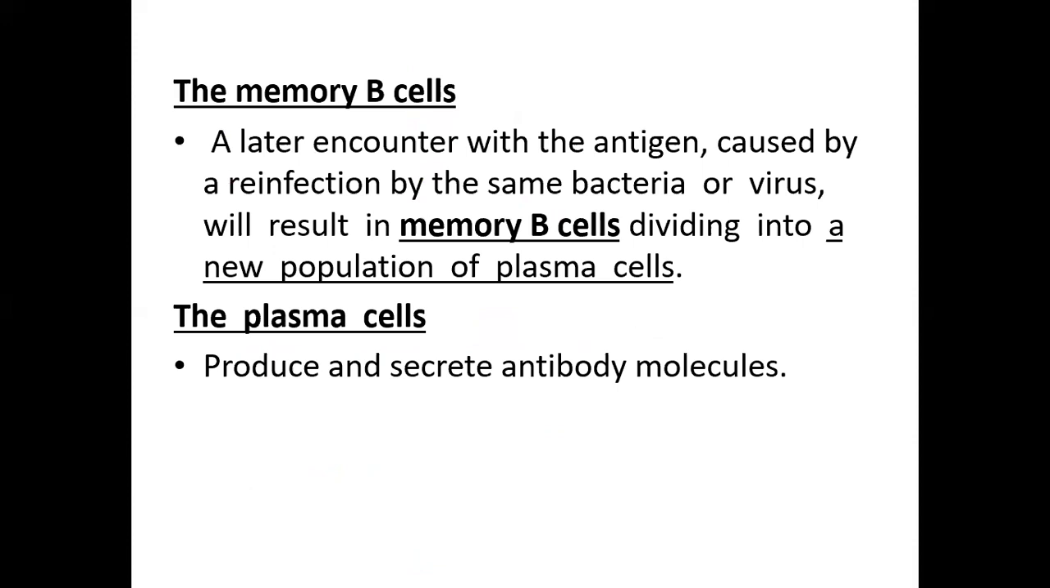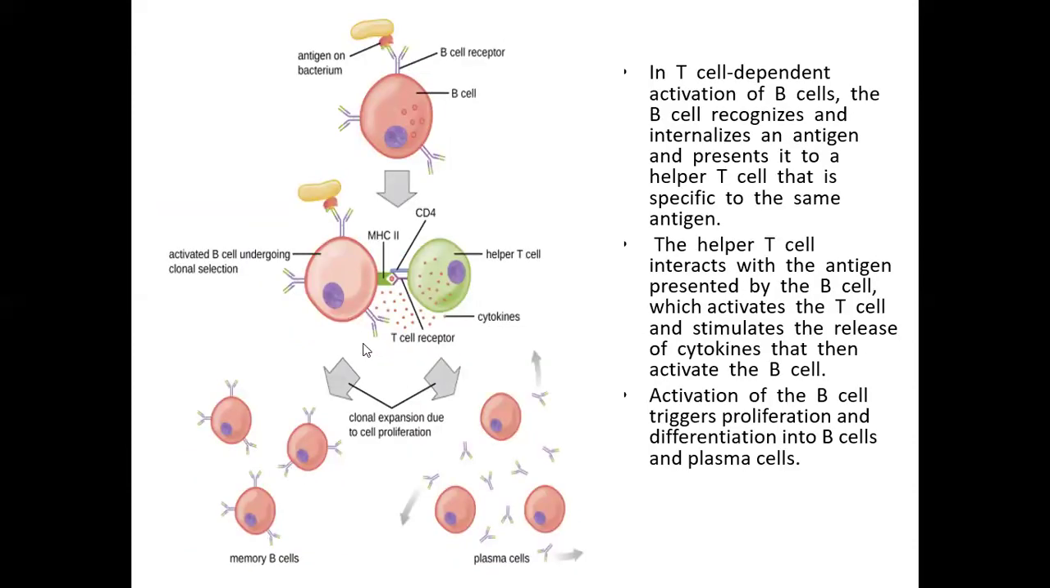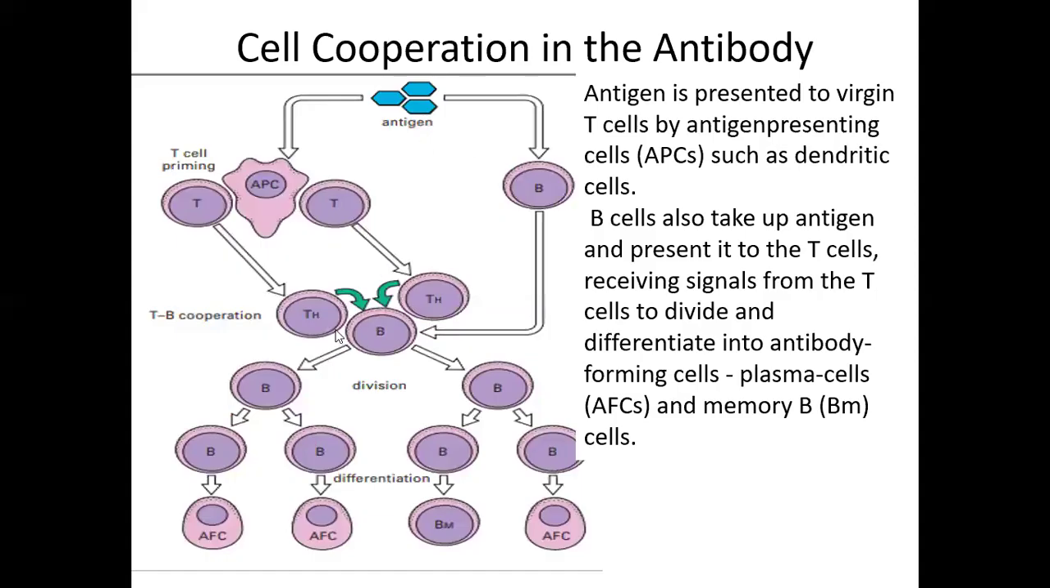The memory B cell, on a later encounter with the antigen caused by a reinfection by the same bacteria or viruses, will result in memory B cells dividing into a new population of plasma cells. The plasma cells produce and secrete antibody molecules. So this is a very difficult process. It's a really difficult process, and I will try to explain it clearly.